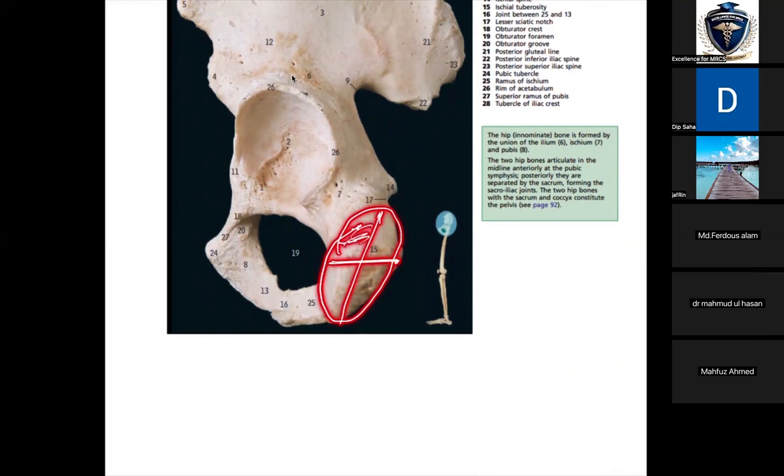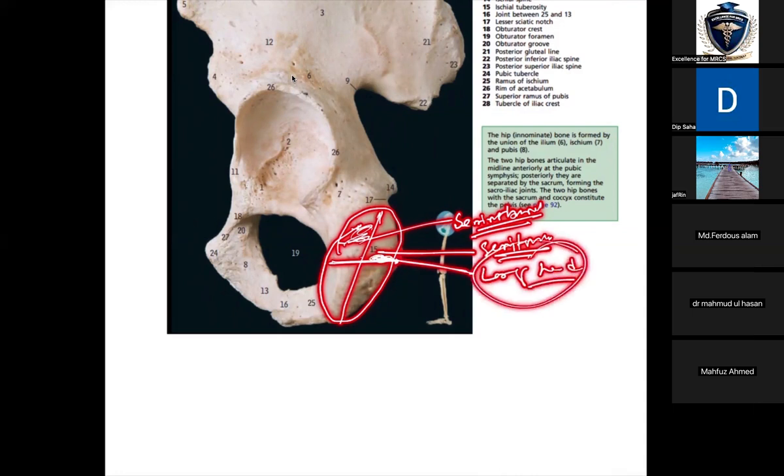From this portion, semimembranosus is coming, and from number 15, semitendinosus. And which muscle is remaining? Biceps femoris. Biceps femoris is simply originating along with the semitendinosus. Basically, the long head does, and the short head comes from the femur, not from the ischial tuberosity of the hip bone. Am I clear to you?